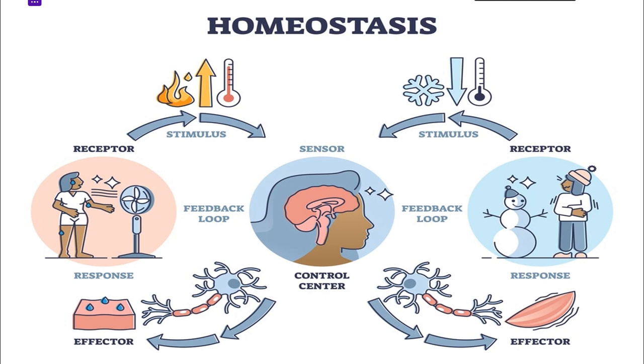So this is the summary of all that we've talked about. You can see the receptor here, receiving information or changes in the surroundings. It sends the information to the control center here, and the control center now produces an effect or an effector which brings about the response to bring our bodies back to normal.